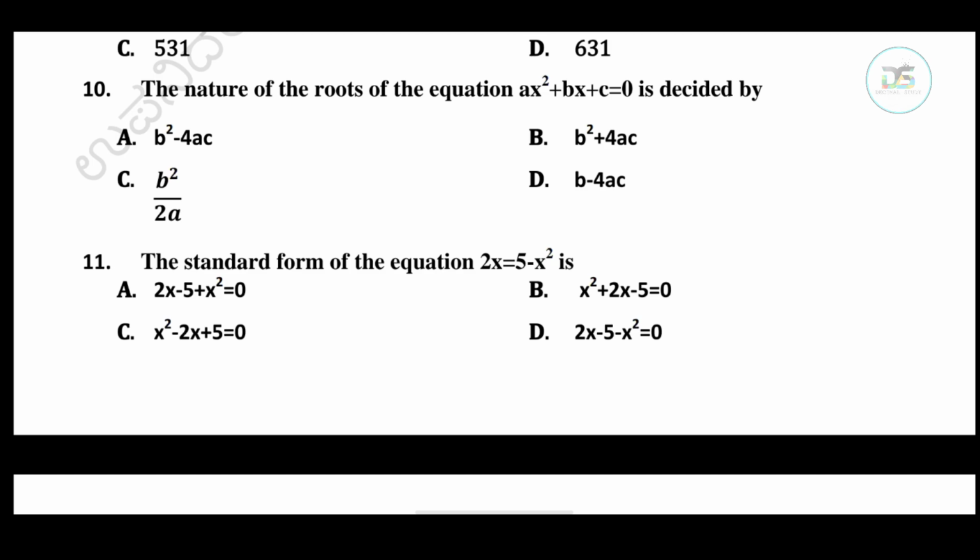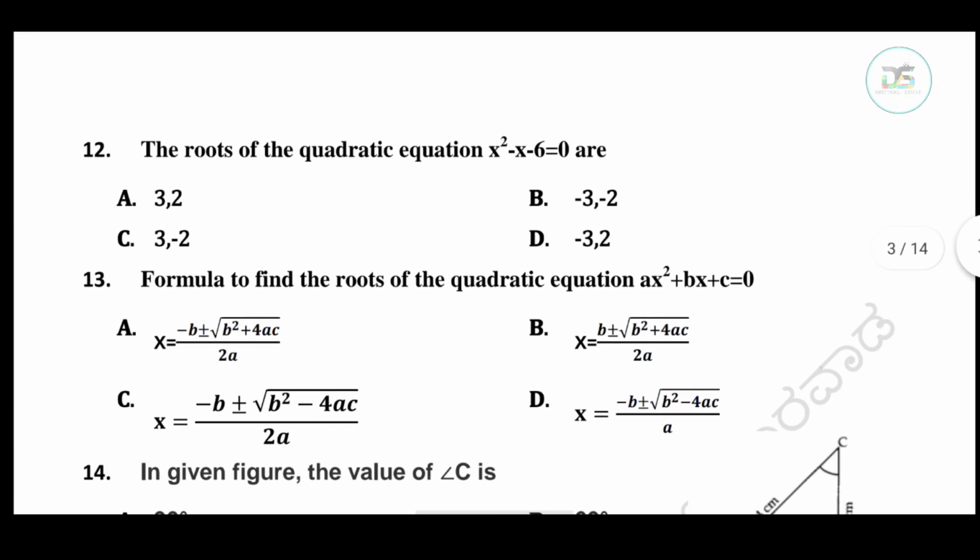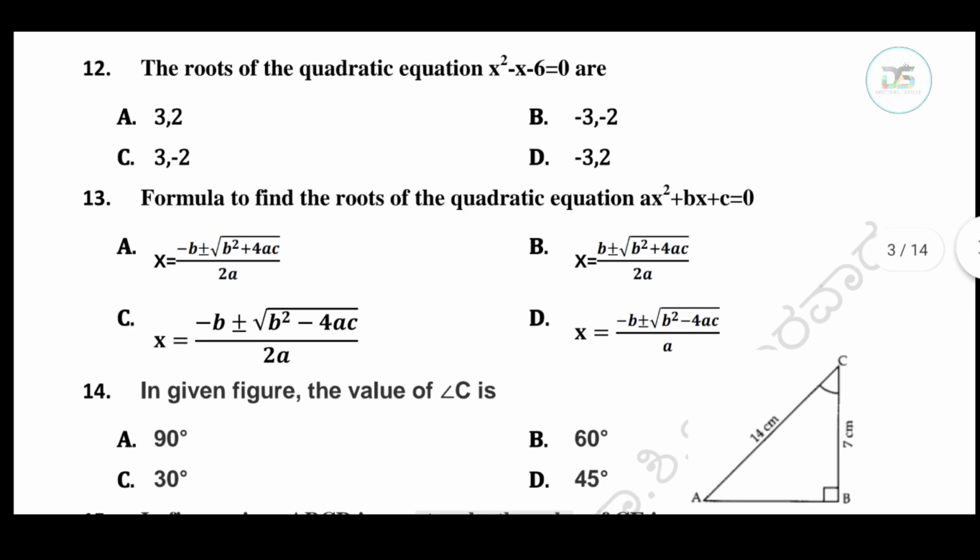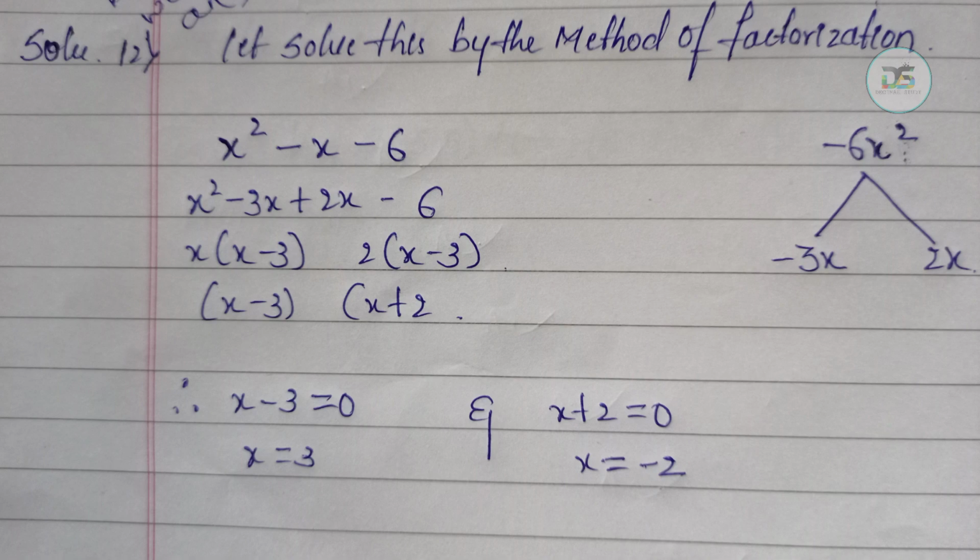So next question is, the roots of quadratic equation x² − x − 6 = 0 are. Options are 3, 2; −3, −2; 3, −2; −3, 2. So now let's see the solution. Let's solve this by the method of factorization.